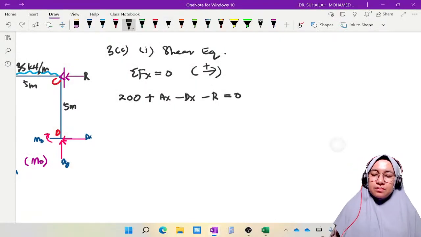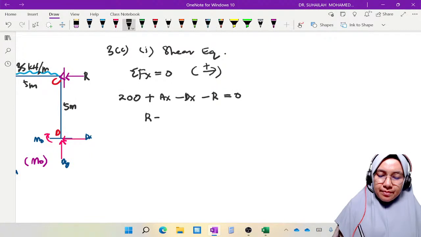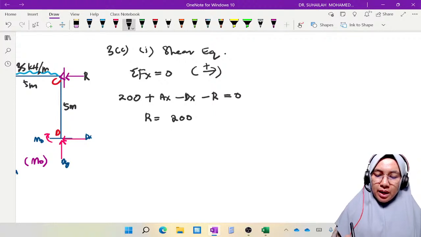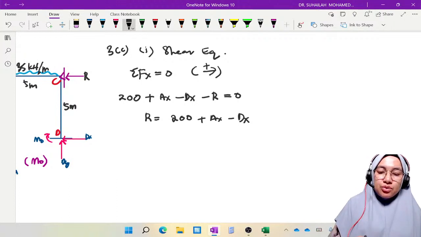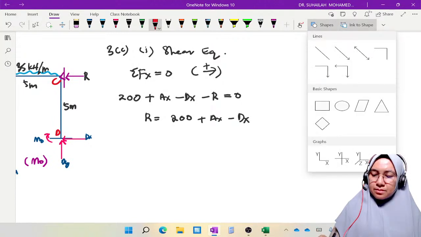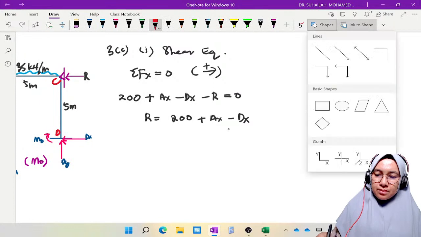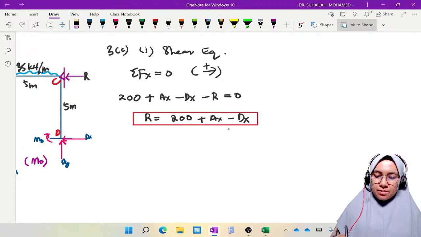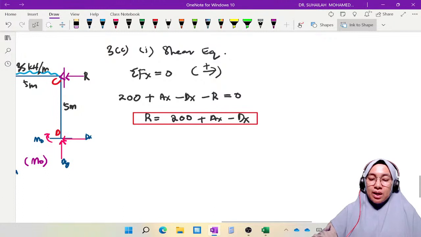Now we rearrange this to get R. R is equal to 200 plus AX minus DX. This is the equation to calculate R.